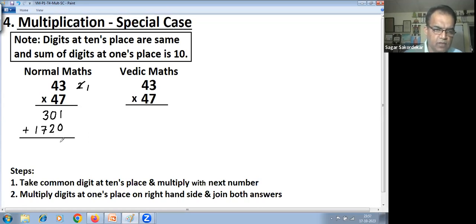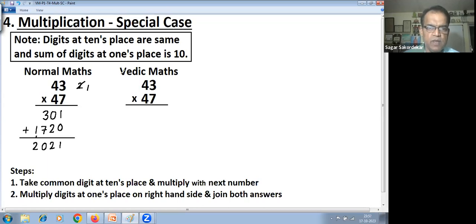So this is 1, 0 plus 2 is 2, 3 plus 7 is 10, so 0, carry 1 here, 1 plus 1 is 2. So answer is 2021. So this is your school method of multiplication. Let's now try the fast method using Vedic Maths, but not very important.